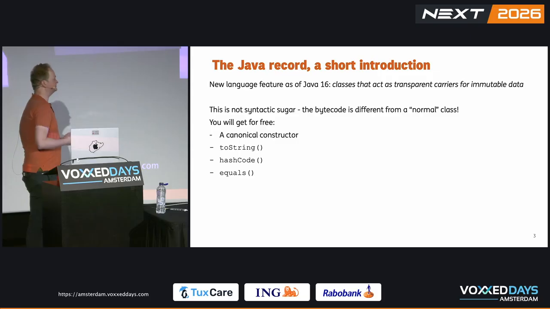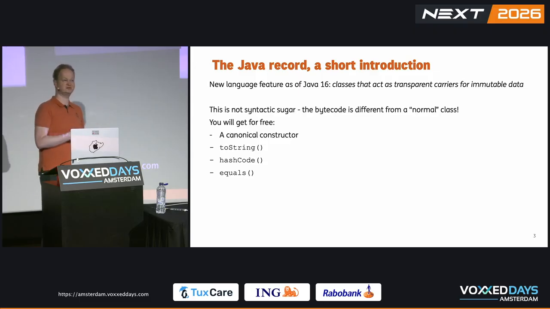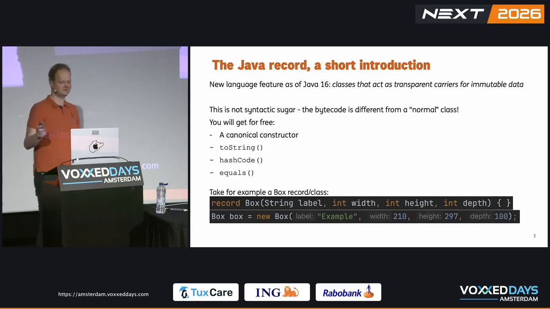But what they do is that you get a lot of things for free. People used to use Lombok for this, or if you use Kotlin, you have the data class as well. But you get a canonical constructor for free, toString, hashcode, equals, etc. You can override them if you want it in a different way. But you get this without writing any code, which is what we like, because typically POJOs are just data, and we write them once, don't look at them that often anymore.